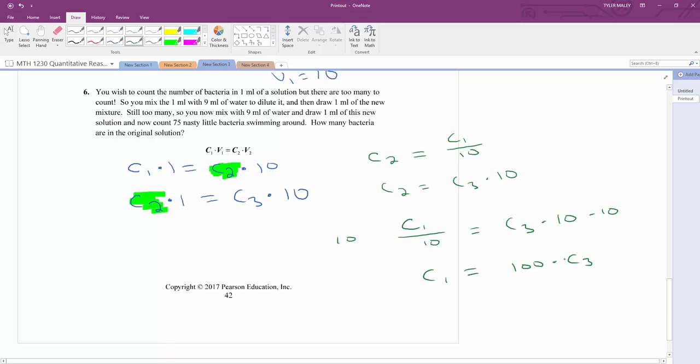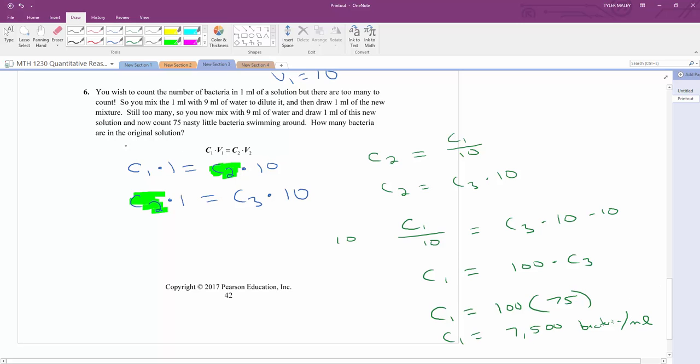So we're told that the third concentration is 75 bacteria per milliliter, which means that for the first concentration, we would need to solve for that. So the first concentration would be 100 times the 75 bacteria per milliliter. 100 times 75 gives me 7,500. So 7,500, and the unit here would be bacteria per milliliter.